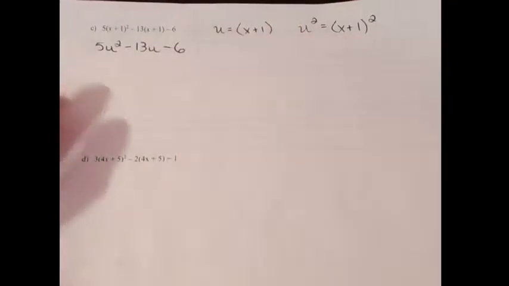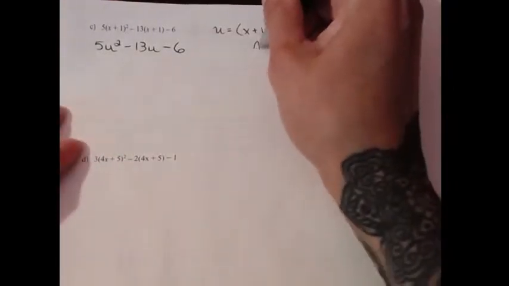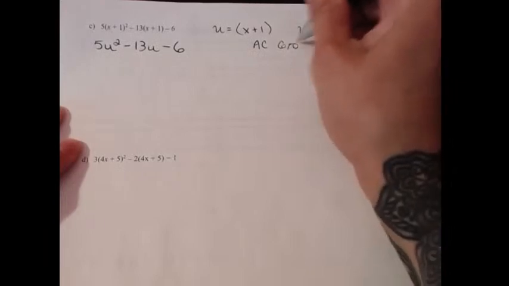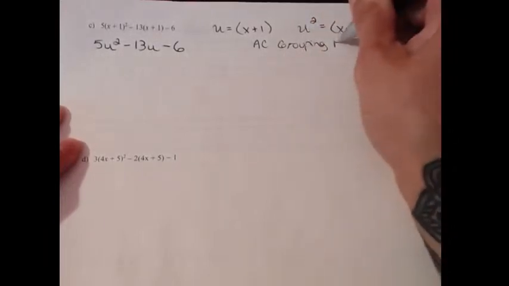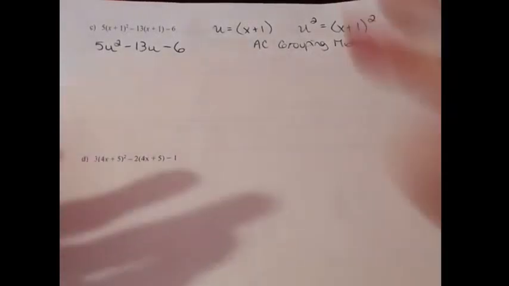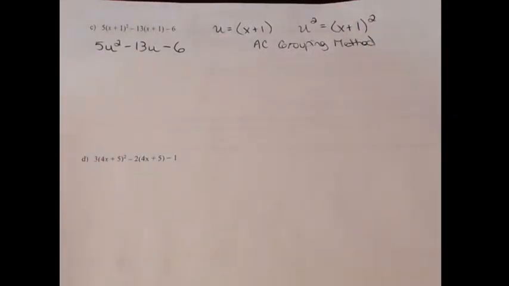So this becomes 5u squared minus 13u minus 6. By replacing the x plus 1 with u, making that u substitution, I now have a polynomial that I'm really familiar with. I know that because I have a trinomial where my leading coefficient is greater than 1, I'm going to choose to use the AC grouping method. So I'm going to go ahead and write that down because I find that to be incredibly helpful. AC grouping method.